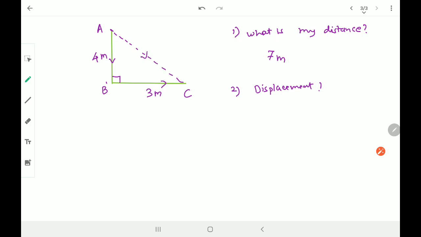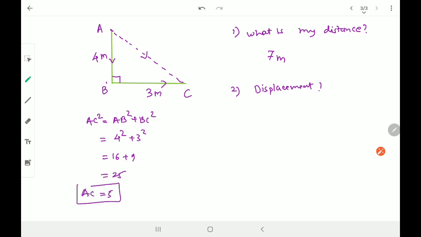How much is this distance? Don't know. So do we need Pythagoras theorem here? Yes, we need Pythagoras theorem here. AC square is equal to AB square plus BC square, which will be 4 square plus 3 square. 16 plus 9 is 25. How much is AC then? Yes, exactly. It is 5. So displacement is nothing but 5 meter.